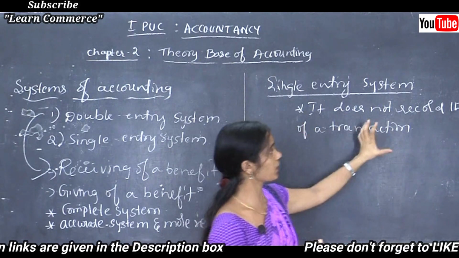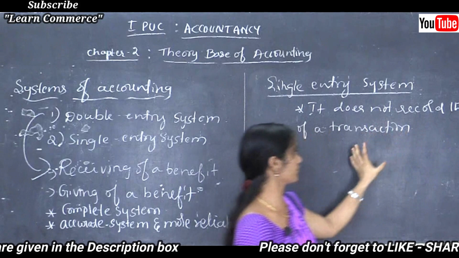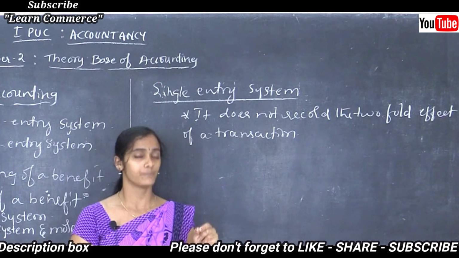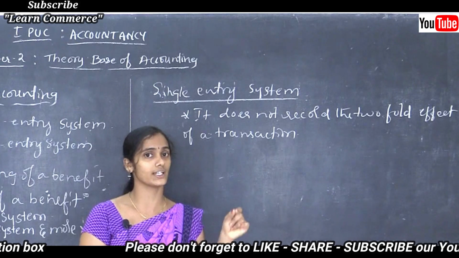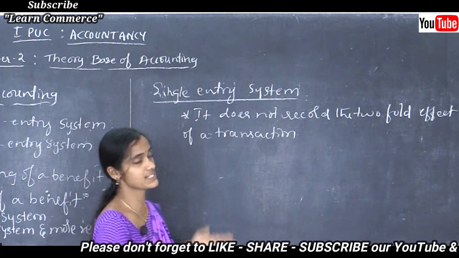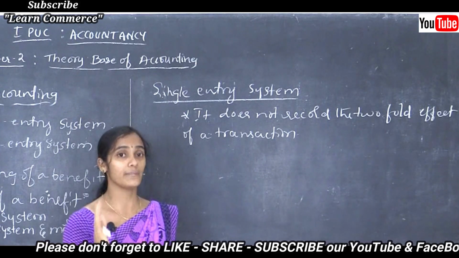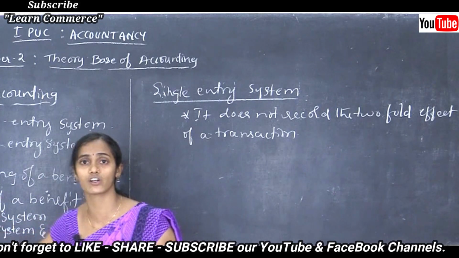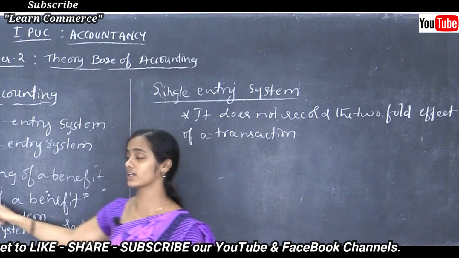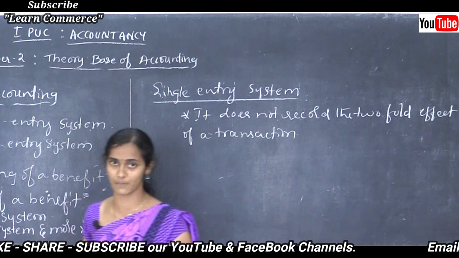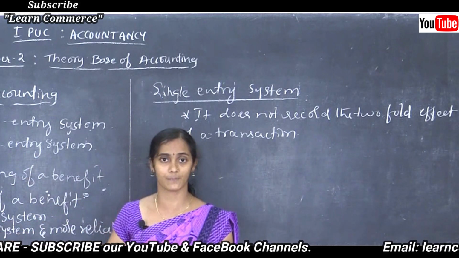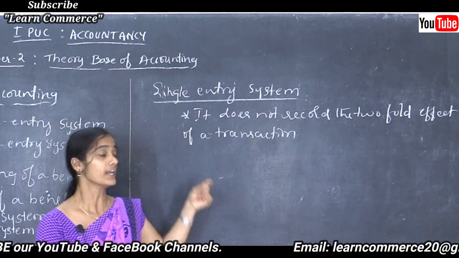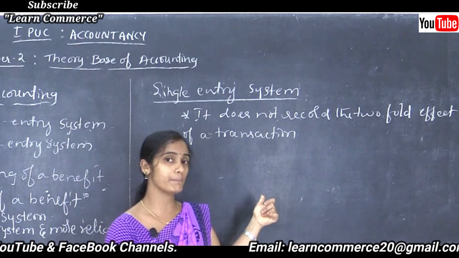it does not record the effect of a transaction. So we cannot judge, we cannot rely on the information provided by such an organization. These are not accurate, this information is not complete. It is not at all called a complete system of accounting like the double entry system. So the single entry system is an incomplete system of accounting. The information cannot be believed.